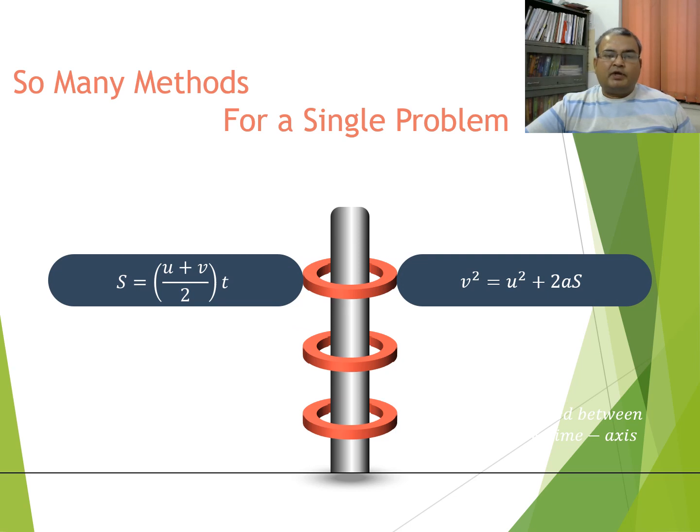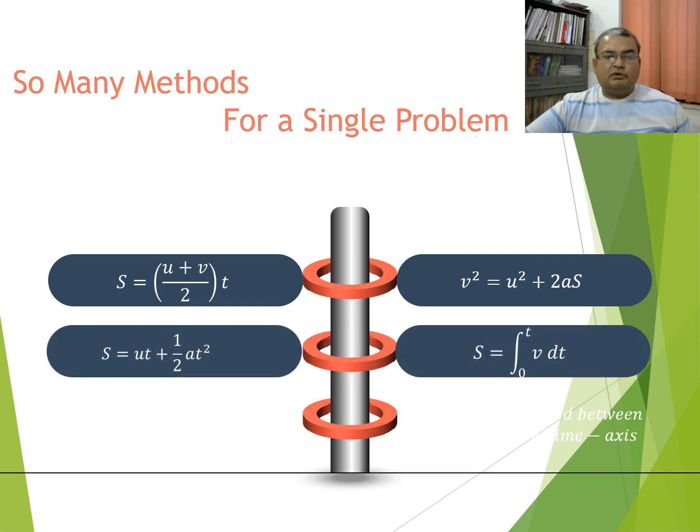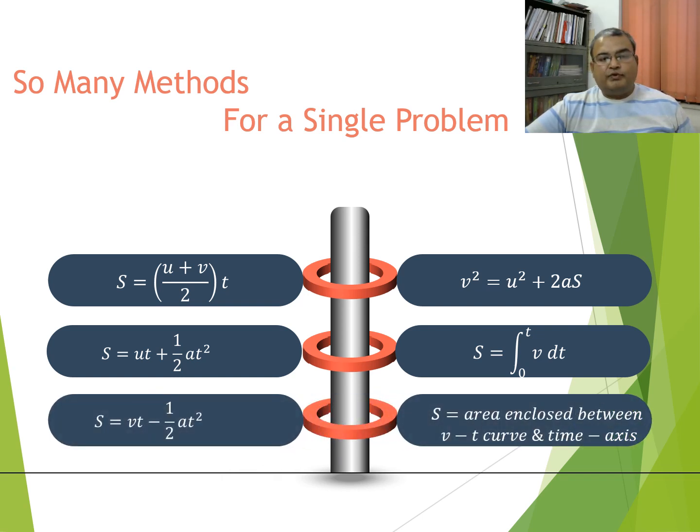someone is thinking about s equal to (u plus v) by 2 into t. The second one is v square equal to u square plus 2as. Third one, s equal to ut plus half at square. Fourth one, s equal to integration of 0 to t vdt. And your friends thinking about s equal to vt minus half at square. And someone gives us the idea s equal to the area enclosed between the velocity time graph and the time axis.